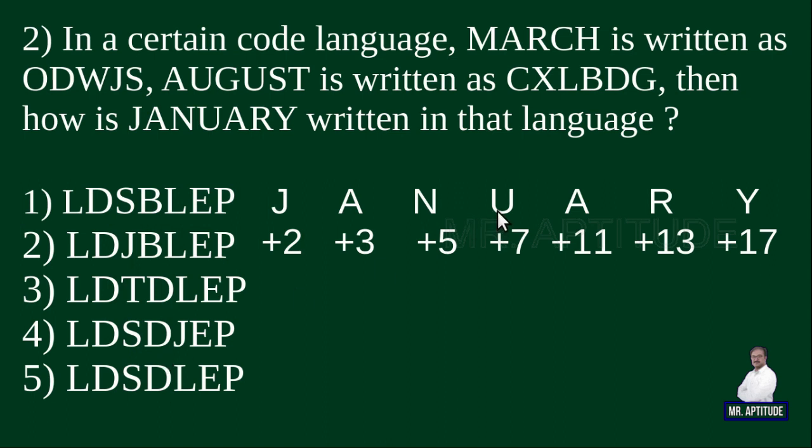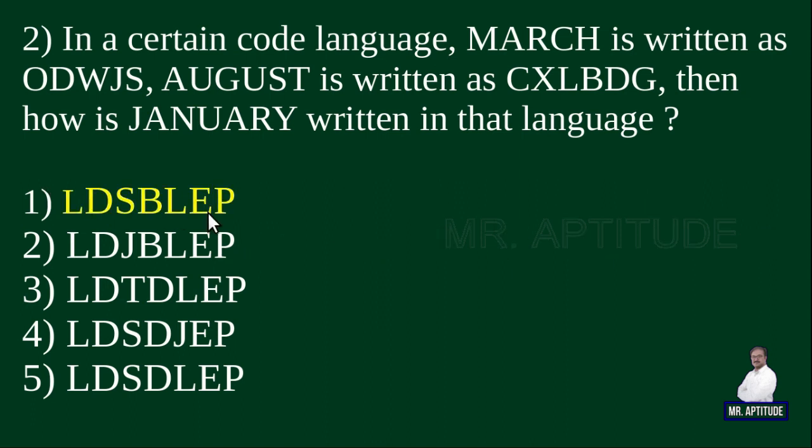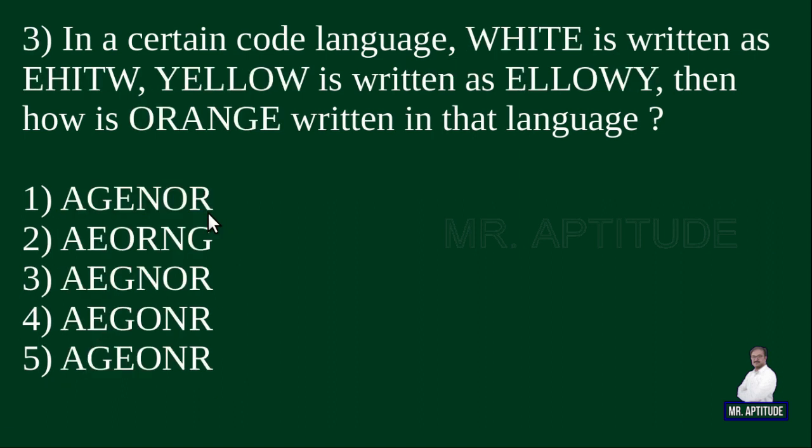Here, U plus 7. U is the 21st letter. 21 plus 7 gives you 28. The 28th English alphabet is B. So my answer will be option number 1. Now let us go with the next question.